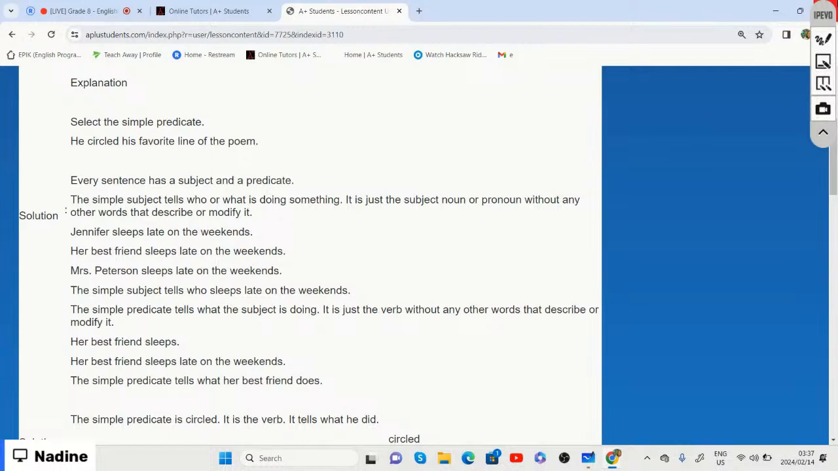So now we cannot still think of five words that talk about the subject. And the simple predicate tells us what.